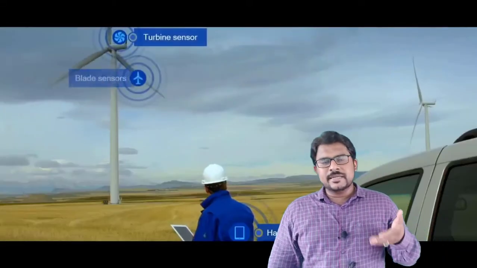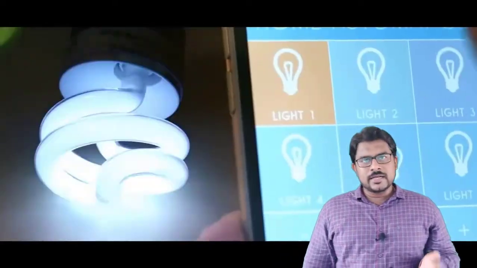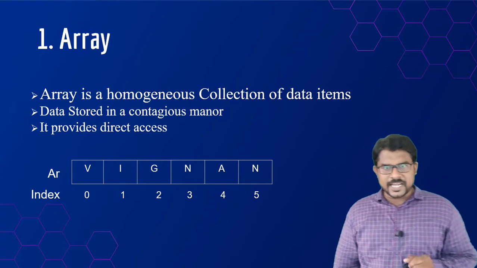And for this we need proper data structures. And the data structures have a huge amount of applications that makes it possible. And today we are going to see some of the applications that are used in our day-to-day life. Let us see. The first data structure that we are going to see here is the arrays.